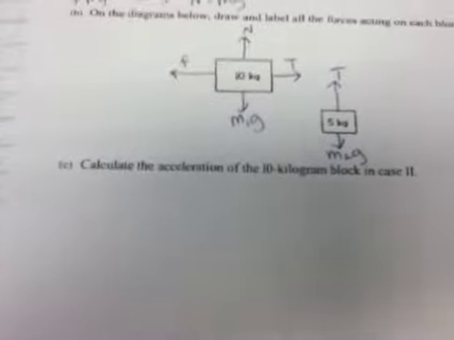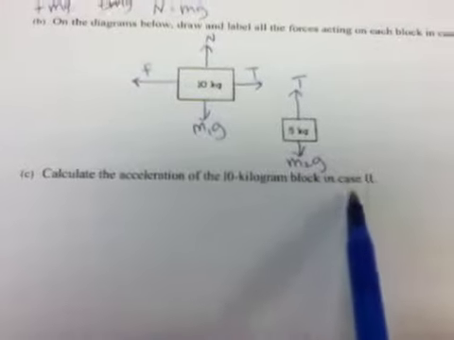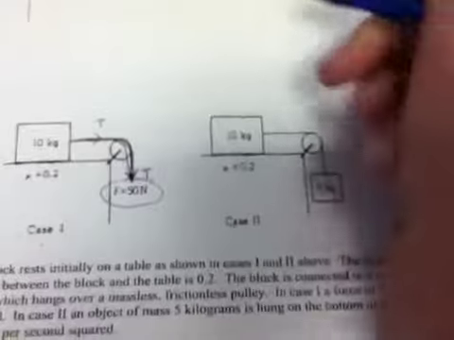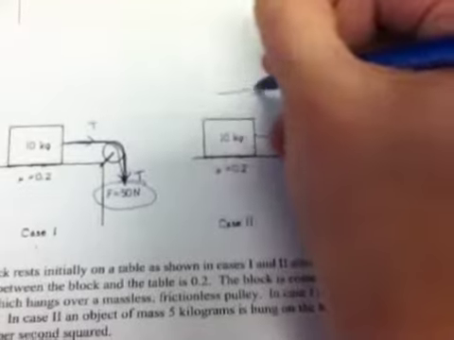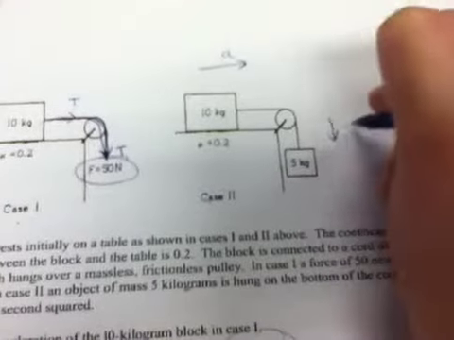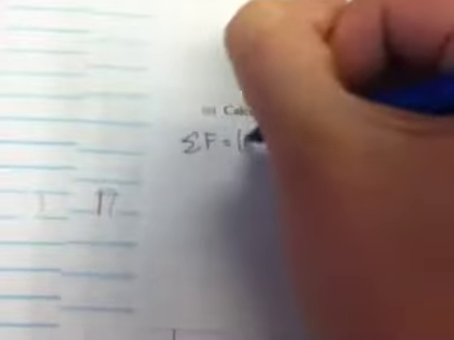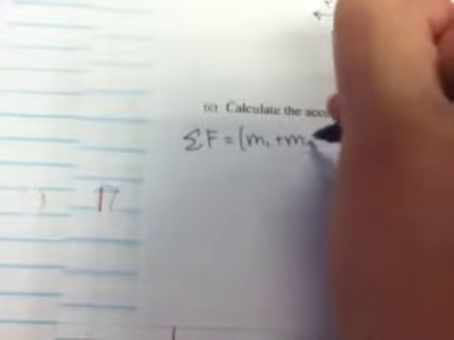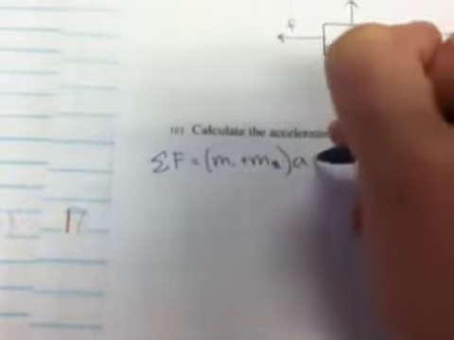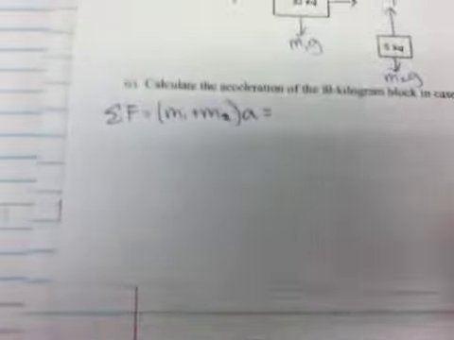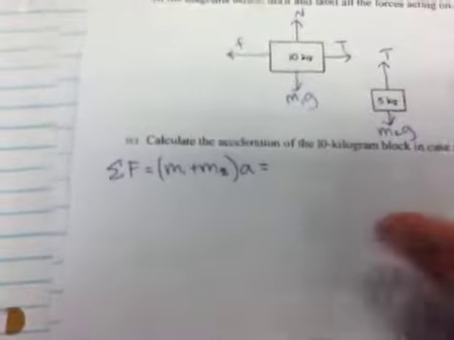So what we want to do now is find the acceleration of the 10 kilogram block in case 2. Well, being great physics students, we know that the acceleration of the 10 kilogram block is the same as the acceleration of the 5 kilogram block. So we're going to look at this as a whole system. So the sum of the forces of the whole system is going to equal this M1 plus your M2, times A, which is going to be equal to all the forces pointing in the direction of acceleration.